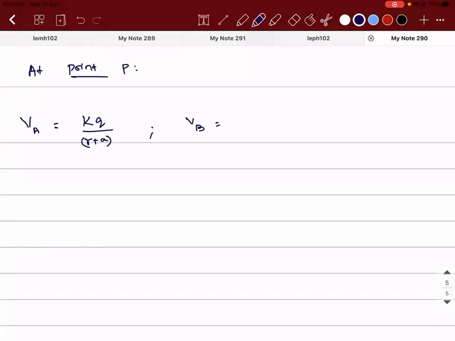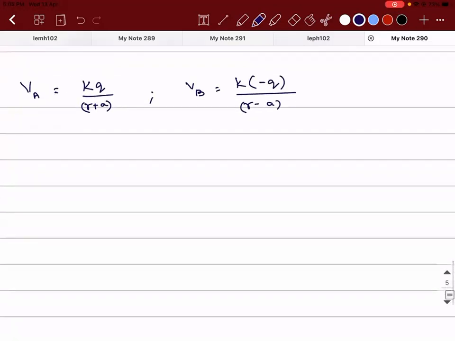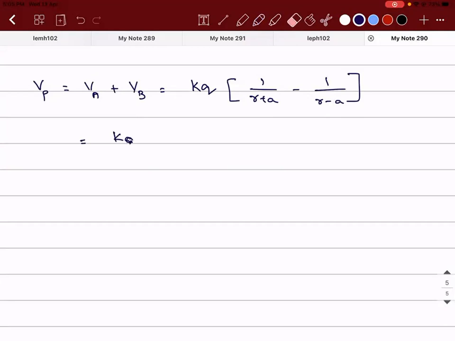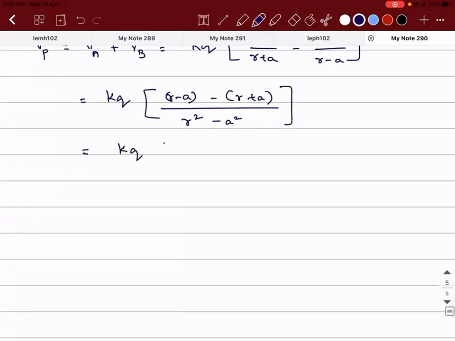Similarly, the potential due to the charge at point B is KQ by R minus A, with a minus sign: minus Q by R minus A. Yesterday I told you, for potential you need to take the sign of the charge into consideration, whereas for electric field you will not. So the total potential at point P is VA plus VB, which is KQ into 1 divided by R plus A minus 1 divided by R minus A. I got that minus because of minus q. This will be equal to KQ into R minus A minus R plus A divided by R square minus A square, which gives minus 2a divided by R square minus A square.